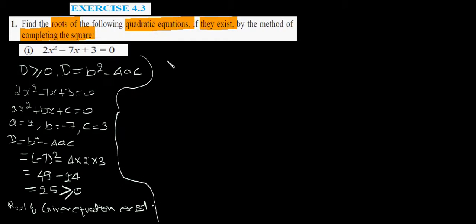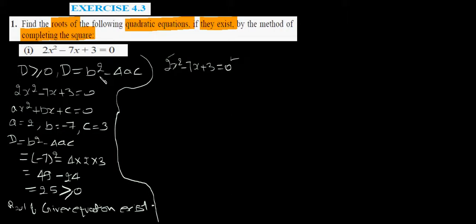Okay, I will rewrite my given equation again. The given equation is 2x square minus 7x plus 3 is equal to 0. Now you remember one thing: whenever you want to solve an equation by the completing the square method, first of all you get rid of the coefficient of x square. So if I want to get rid of the coefficient of x square, I will divide this whole equation by 2.